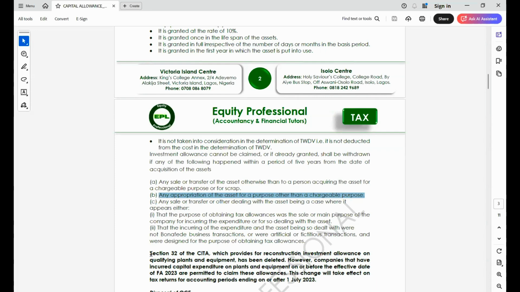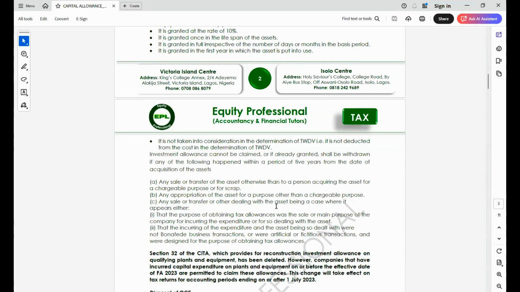But you have to be very vigilant and careful. Please, this investment allowance has been abolished by the Finance Act 2023, which took effect on 1st September 2023. It was initially 1st July 2020, but it was extended by the president, Bola Ahmed Tinubu, to September 1st, 2023. So this investment allowance has now been abolished by the Finance Act.